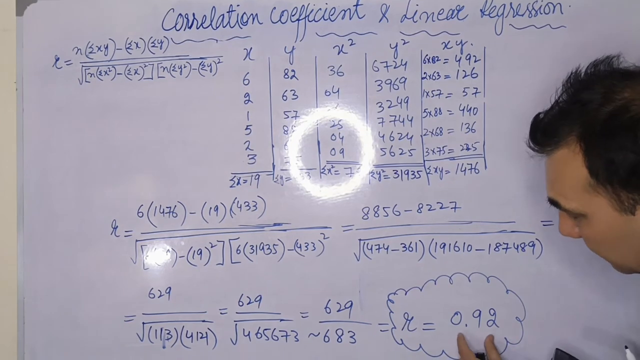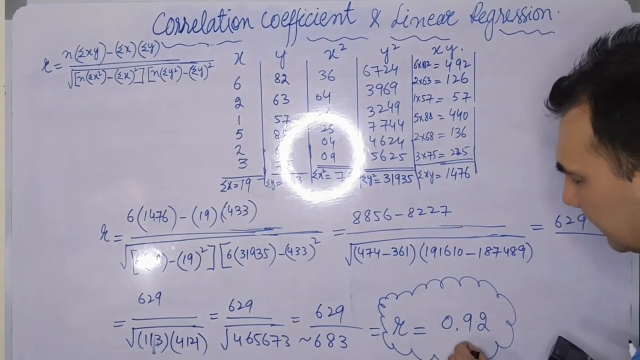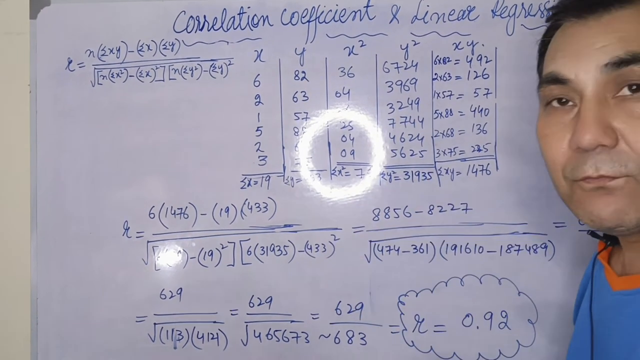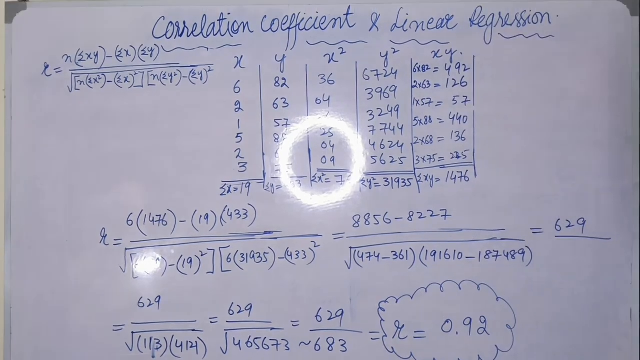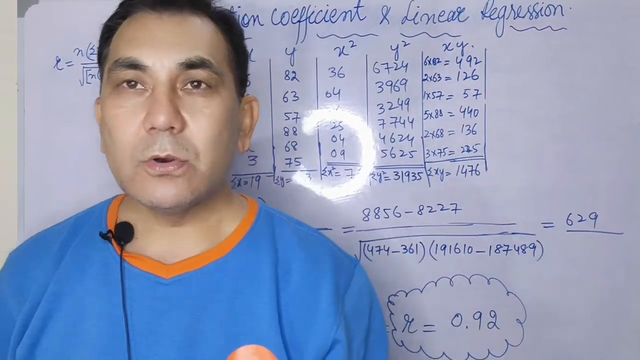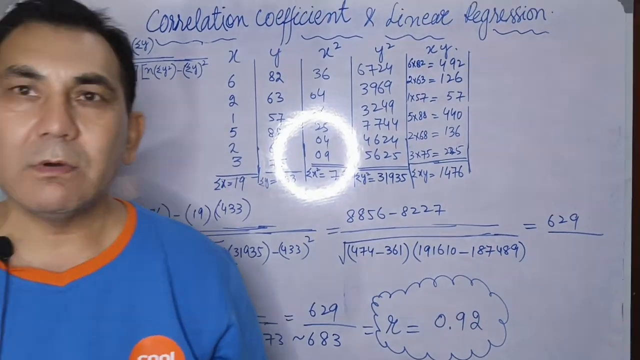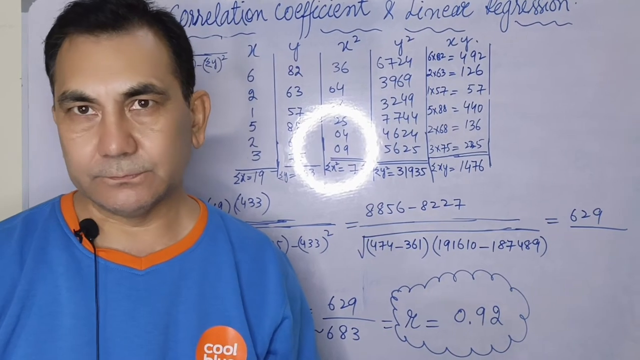Now 0.92 shows a strong relationship because it is near to 1. It's very near to plus 1. So it is a strong correlation between the study hours and the scores.